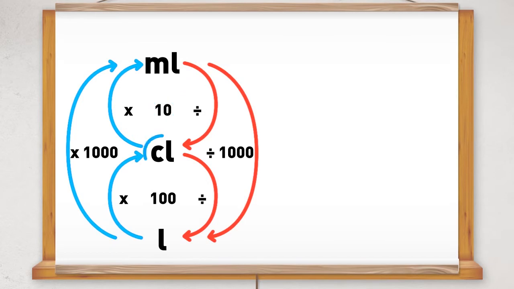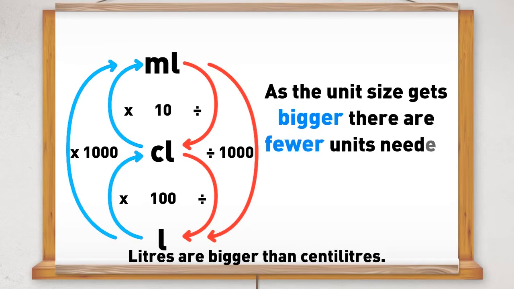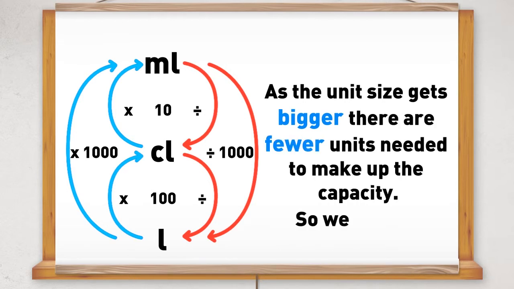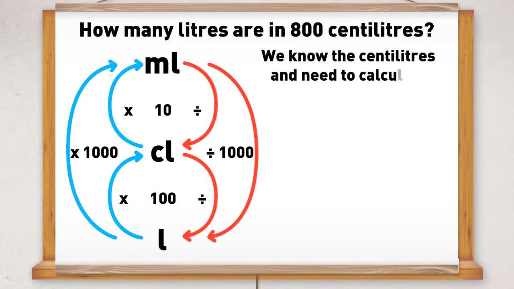Now let's change centilitres to litres. As the unit size gets bigger, litres are bigger than centilitres, the fewer units are needed to make up the capacity, so we divide. Use the diagram to work out how many litres in 800 centilitres. This time we know the centilitres and need to know the litres.